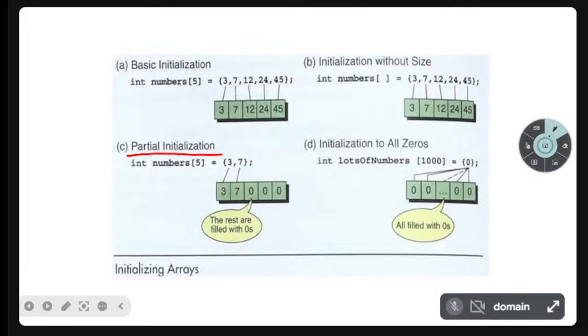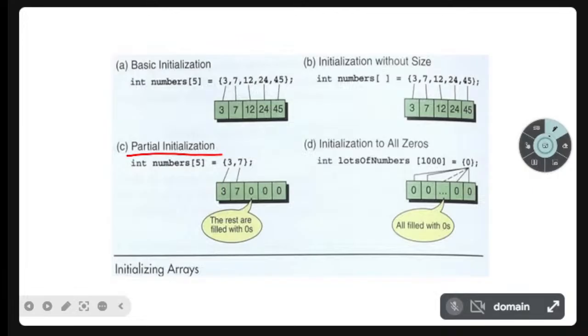Then what about the third case? Partial initialization. Partially means, in the beginning, I know only 2 elements. I don't know about the remaining 3 elements. Later on, I want to provide them. Then initialize with 3, 7. Okay, 3 is provided, 7 is provided. The remaining are filled with zeros. Later on, we'll provide the values.